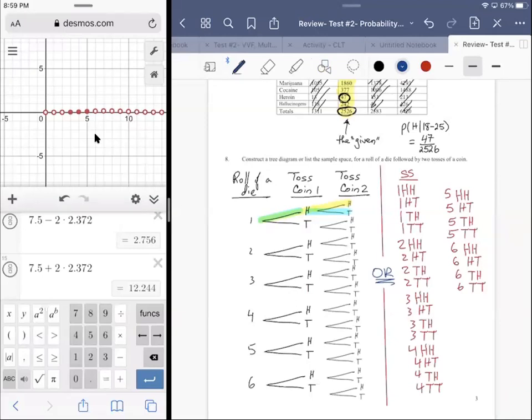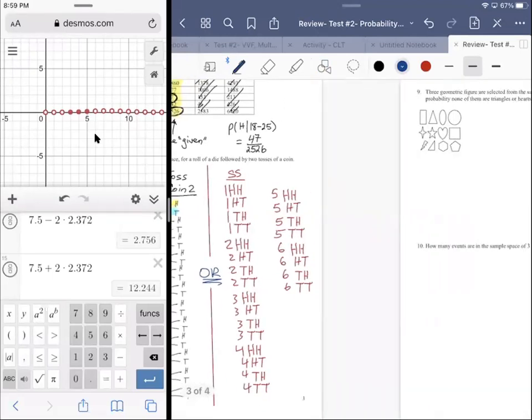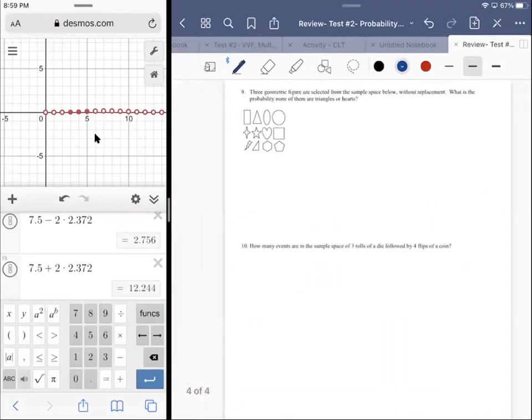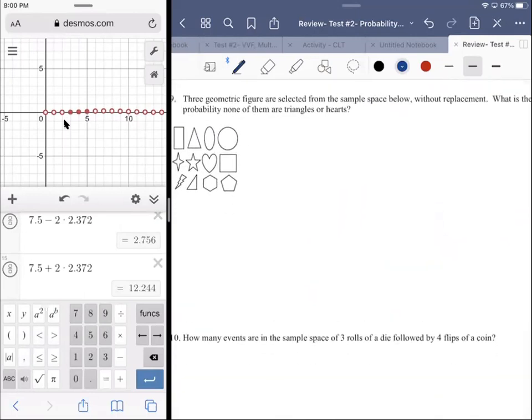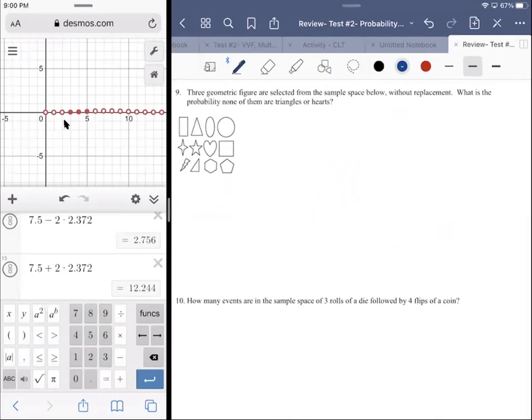A couple more. Number 9 is multiplication rule. Multiplication rule is the number of outcomes in a sample space. For number 10, kind of finish strong here. They're not too bad. 3 geometric figures are selected from the sample space below without replacement. What is the probability that none of them are triangles or hearts?